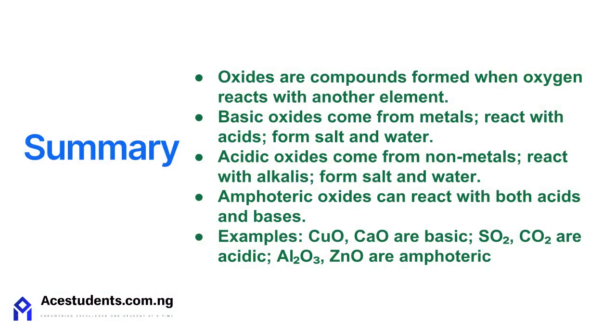In summary, oxides are compounds that contain oxygen bonded to another element. We classify them by how they react with acids or bases. Basic oxides come from metals and react with acids. Acidic oxides come from nonmetals and react with bases. Amphoteric oxides can react with both acids and bases.